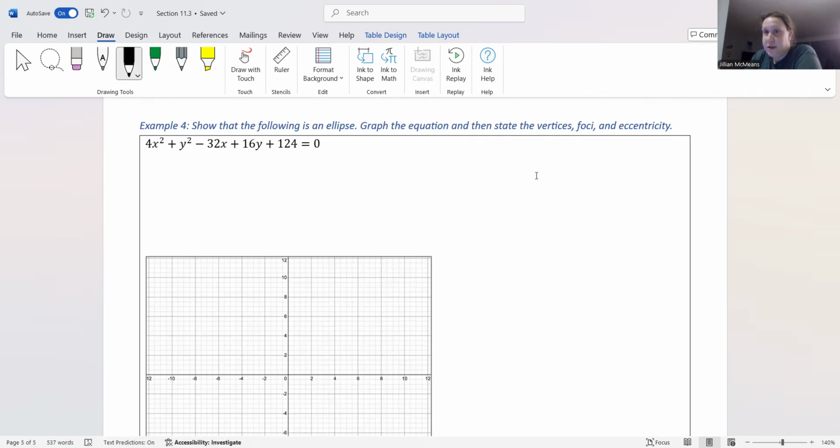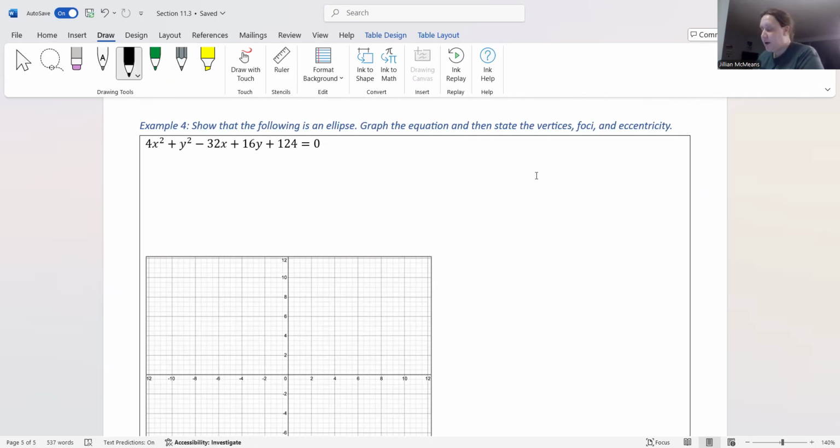Now, in a future section, I want to say it's 11, it's definitely 11.5, we're going to talk about a general form of a conic section and how we can very easily determine, is it a circle, is it a parabola, is it an ellipse, or is it a hyperbola? But at this point, we don't have that skill set yet, so we have to do this by sheer will and brute force, okay?